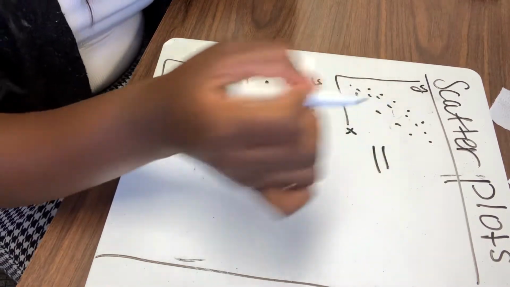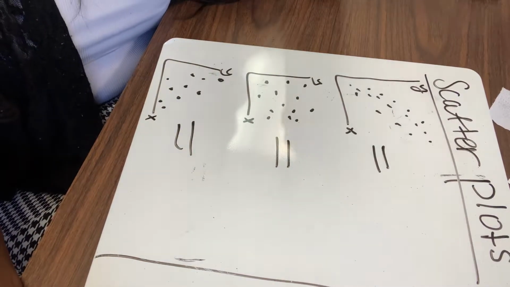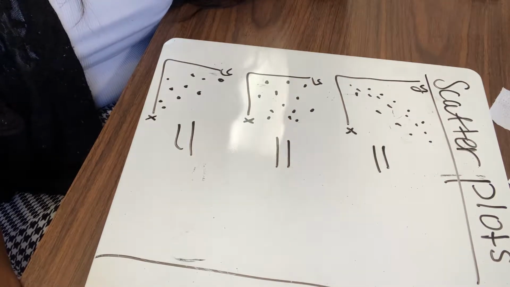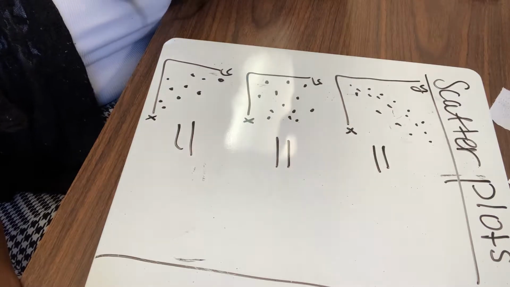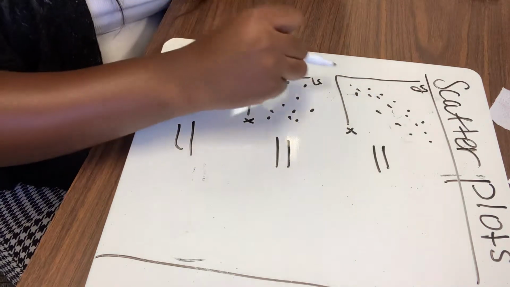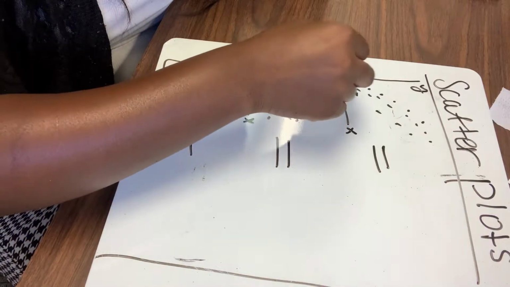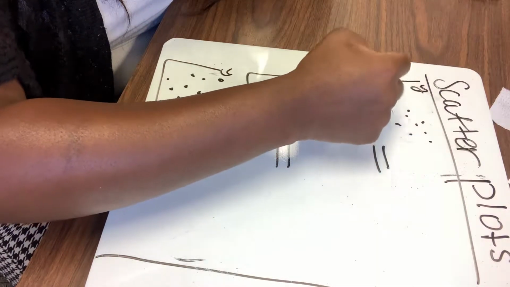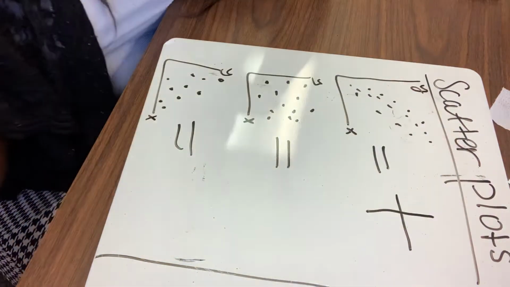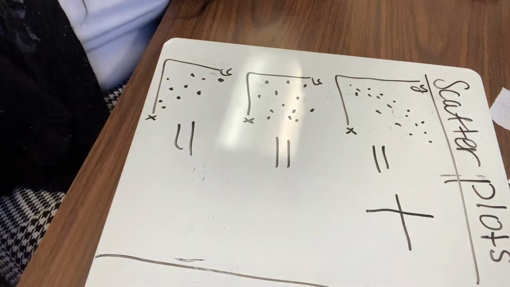Okay, so what we have to do here, we have 3 scatter plots, right? So we have to tell which ones are positive, negative, or they have no relationship. So if we look at this one, right, we have all these numbers. As you can see, they're all going upwards, okay? The plots on this graph are all going upwards. So that means that this one is positive.